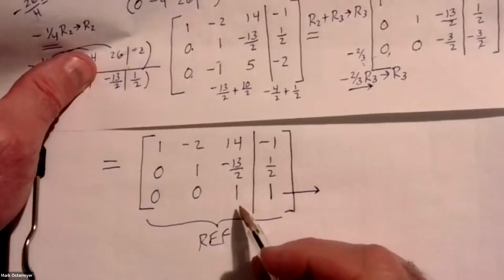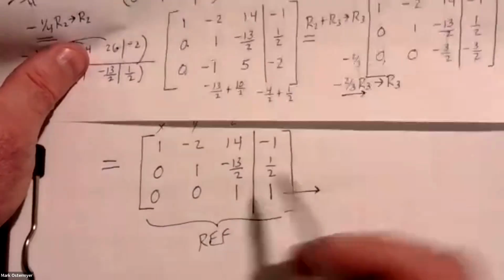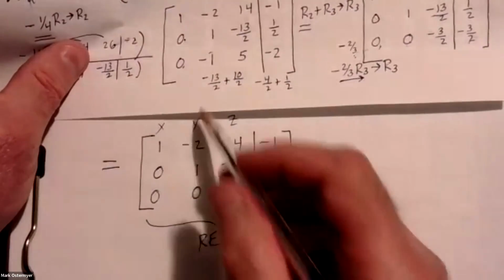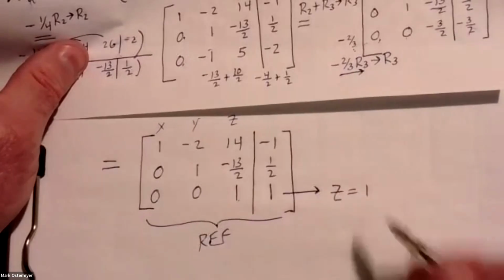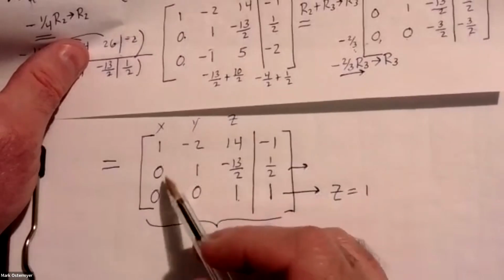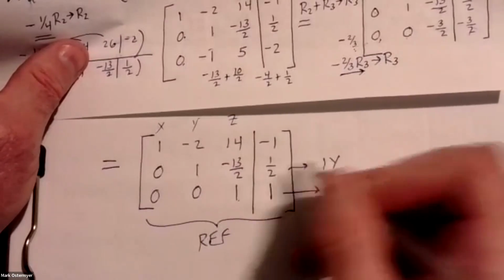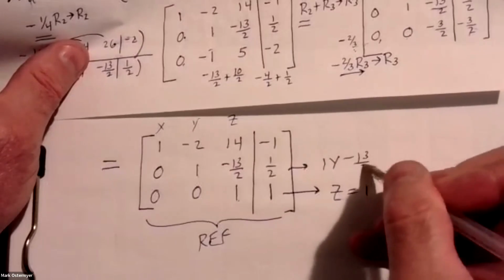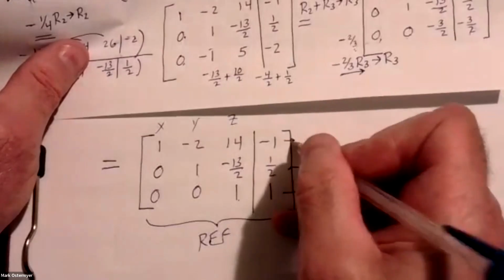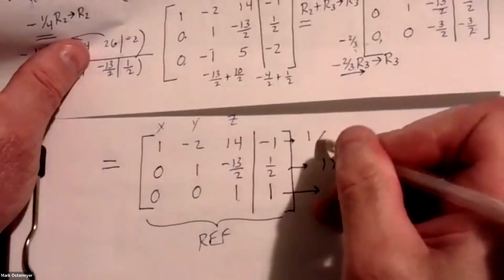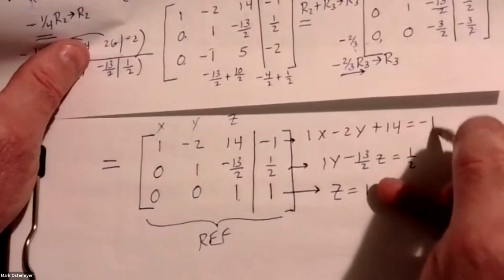From the bottom row, we can recover what equation? Remember, this is the x column, the y column, the z column. So from the bottom row, we get 0x plus 0y plus z equals 1. So z is equal to 1. The second row generates what equation? 0x plus 1y. So we got 1y minus 13 halves z equals 1/2. The first row generates the equation 1x minus 2y plus 14z equals negative 1.